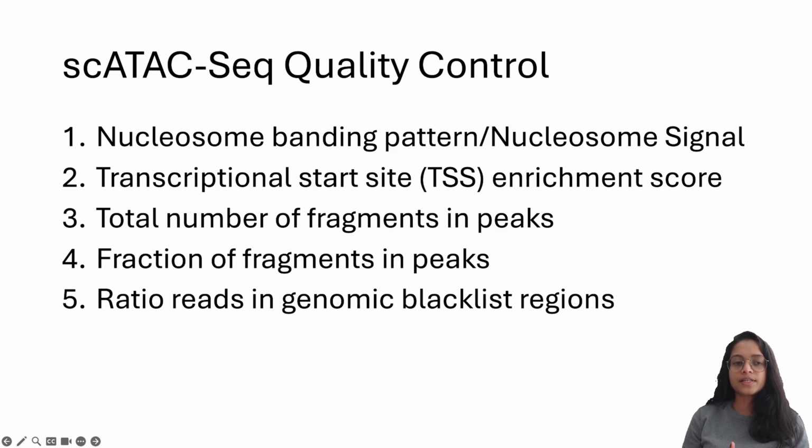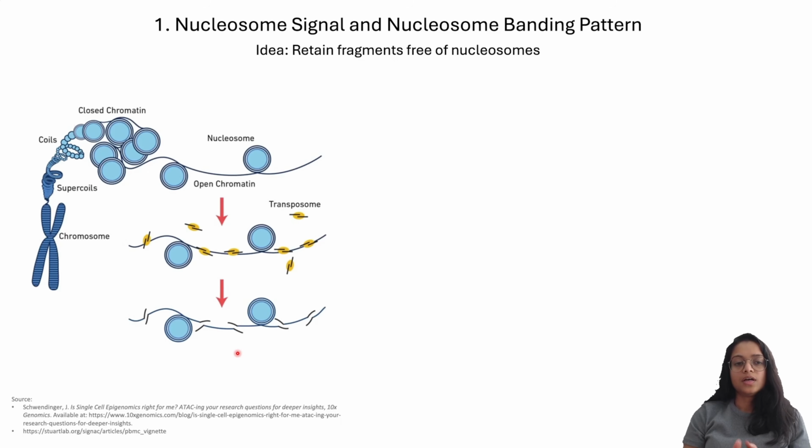So in order to assess the quality of the single cell ATAC-seq data, we will be looking at these 5 metrics: the nucleosome banding pattern, the transcriptional start site enrichment score, the total number of fragments in the peaks, the fraction of fragments in the peaks, and the ratio of reads in genomic blacklist regions. So, a quick recap on chromatin organization. Two of each of the histones, H2A, H2B, H3 and H4, come together to form a histone octamer which binds and wraps approximately 146 base pairs of the DNA.